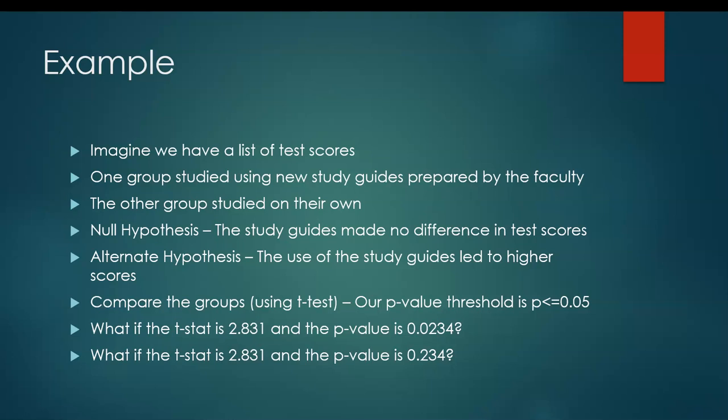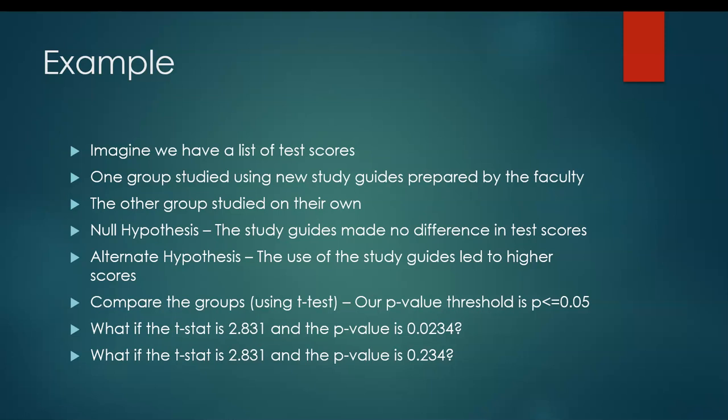So what if the t-stat is 2.831 and the p-value is 0.0234? Or what if the t-stat is 2.831 and the p-value is 0.234? Well, in the second example, we're going to reject the results, but the results are not useful, and we're still stuck with the null. Remember, we can't accept the null. We just can't reject the null. We can't be confident that the null is wrong because our p-value is too high. In the first one, we have a potentially useful t-statistic at 2.831, and we're confident in the results of the test because it is lower than our p-value threshold that we've set of 0.05.